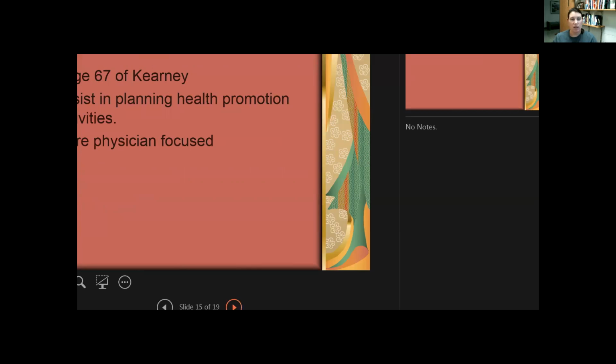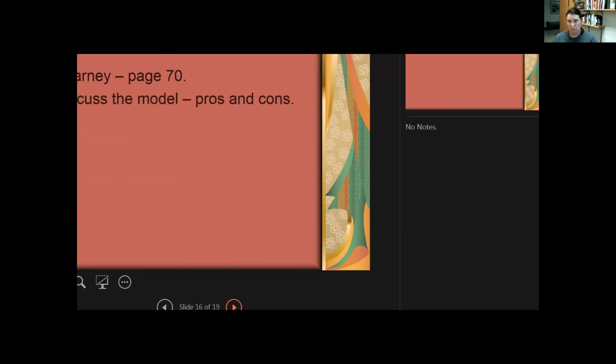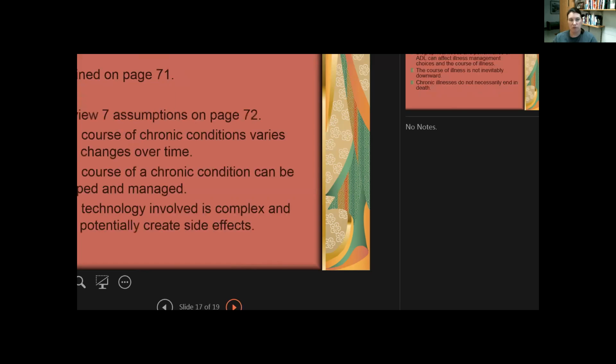There is also the health belief model. You're going to read about this in your book. The health belief model assists in planning health promotion activities, but is a much more physician-focused model. There is Pender's health promotion model. You're going to read about that in your book. I'd like you to think about the pros and cons of Nola Pender's health promotion model. And then there's a chronic illness model. Again, talked about in your book.